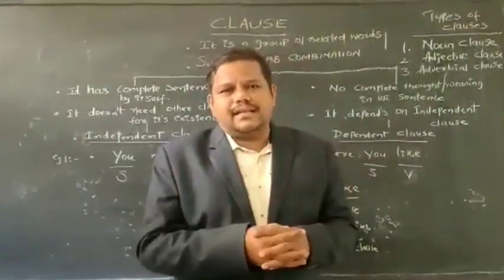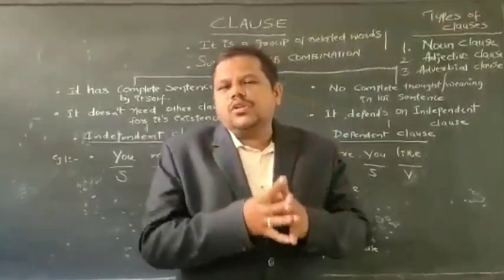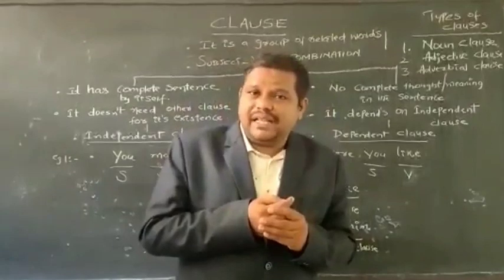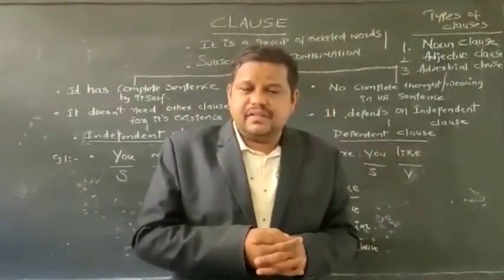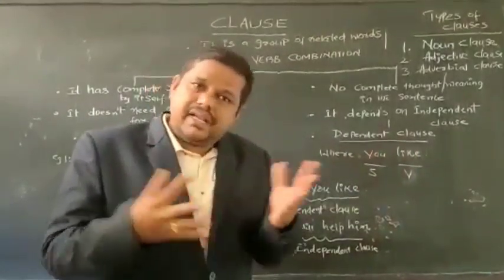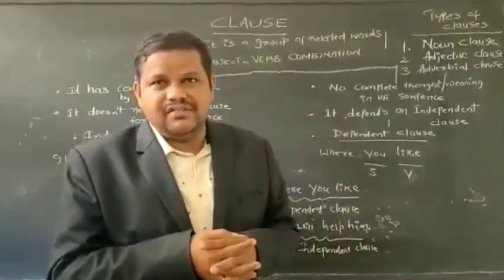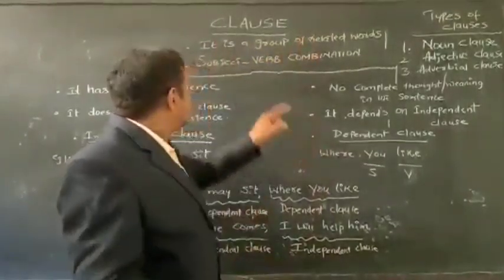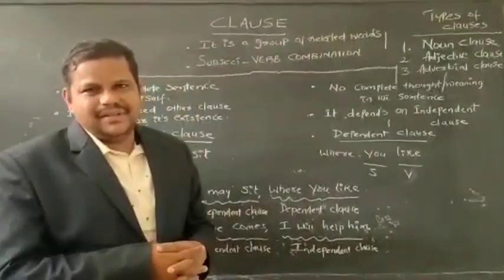So, before starting the classes, you have to know the basic rules of what is called a sentence and phrase. I explained very clearly. You know very well that a sentence is a group of related words which contains a subject and verb combination, whereas a phrase is also a group of words which does not contain a subject-verb combination. Whereas a class is a group of related words which contains a subject and verb combination.